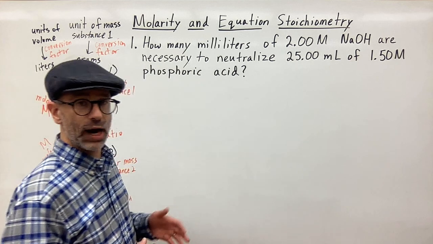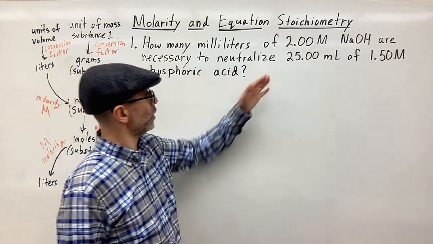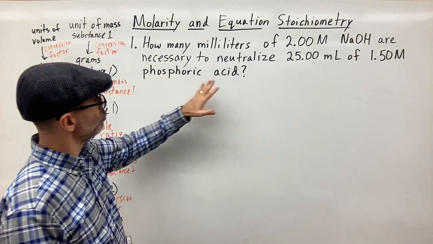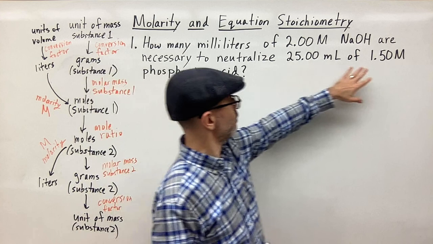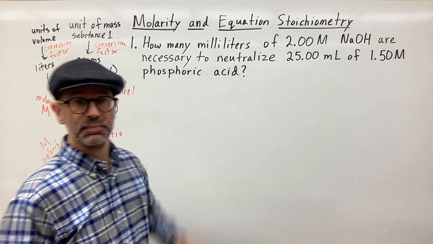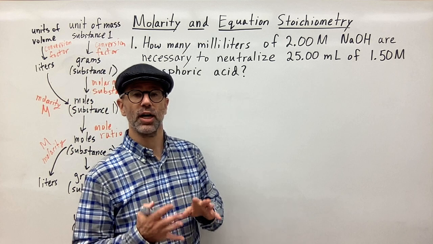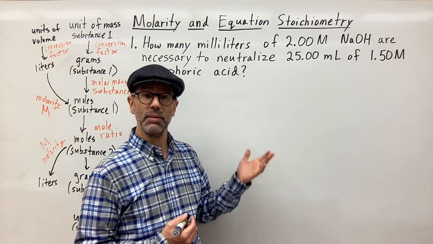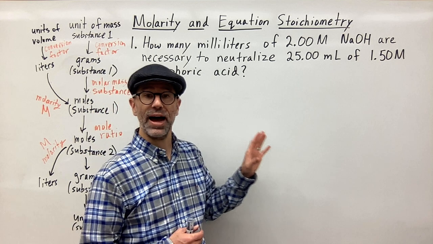And I'll show you how we're doing this. So how many milliliters of 2.00 molar NaOH are necessary to neutralize 25.00 milliliters of a 1.50 molar phosphoric acid? So they're giving me the volume and molarity of phosphoric acid, and I want to know how many milliliters is needed to neutralize all of that acid.